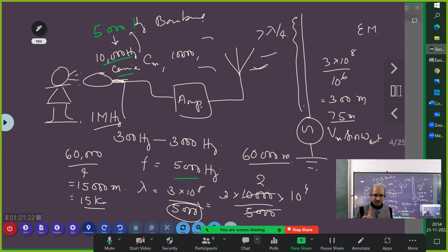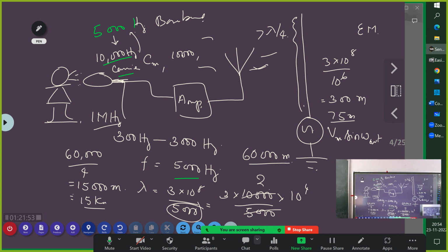Even so, 75 meters is for a straight wire. Therefore, there are different types of antennas. You can convert it into a helical antenna, and all that theory is there. One thing you have to understand from this is that if you increase the carrier frequency, the antenna size will decrease. Correct? Yes.